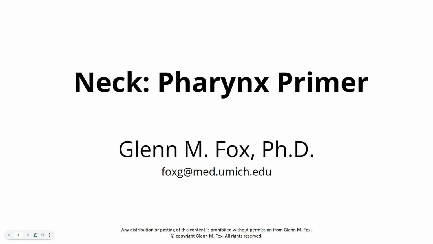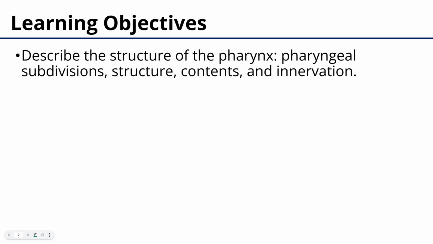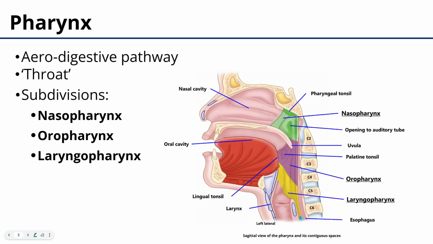Let's talk about the pharynx. In this video, we'll discuss the structure of the pharynx, its subdivision, contents, and innervation. So the pharynx is a vital part of the aerodigestive pathway, meaning that it includes pathways for both the respiratory and digestive systems. Colloquially, we would refer to this as the throat.